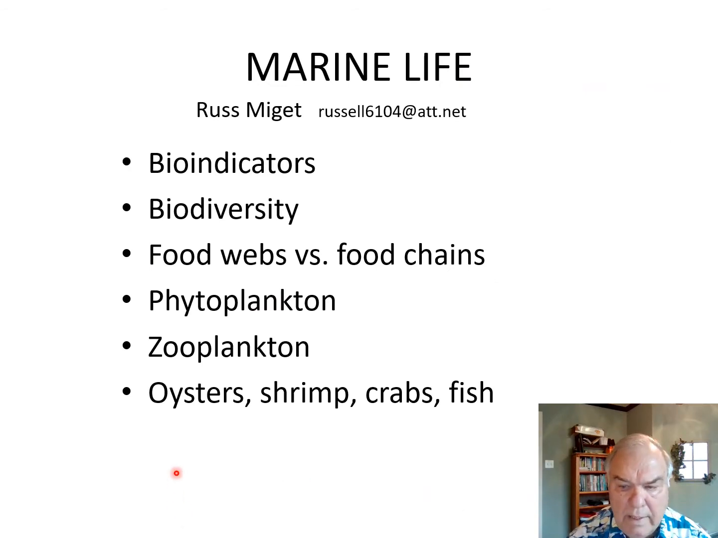Okay, in part three of our four-part series, we're going to talk about some of the marine life in the estuaries. First, going to identify and discuss bioindicators of estuarine health. Going to then move on to biodiversity, a term I'm sure you all have heard. Going to follow that up with a brief description of food webs compared with food chains. Then I'm going to talk about the base of the food chain, the phytoplankton, followed by a description of some of the more common zooplankton. And we're going to finish up with a brief discussion of oysters, shrimp, crabs, and finfish.